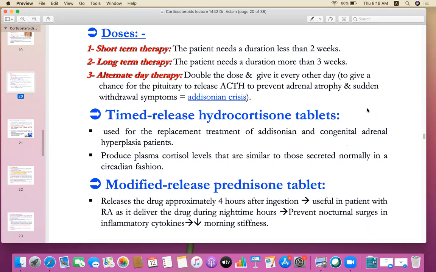When the blood level is maintained with the hormone for a long time, what is the signal from the hypothalamus to the pituitary? Don't secrete, because the blood has a sufficient amount of hormone. So the pituitary gland goes to sleep, because the signal is: don't work, don't secrete, because the blood has a sufficient hormone level over the long term.